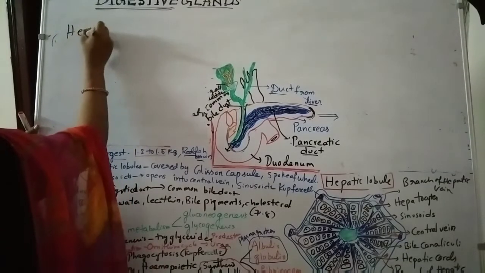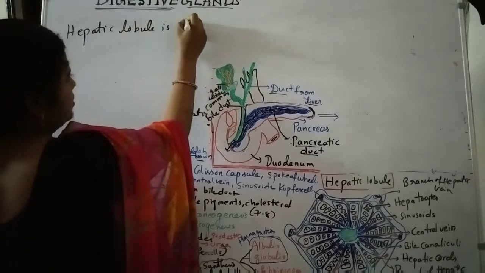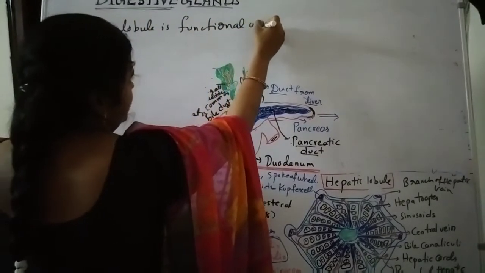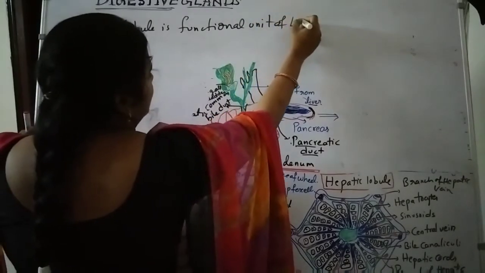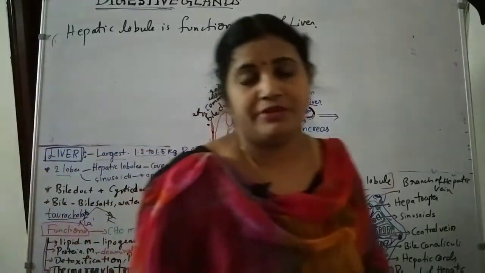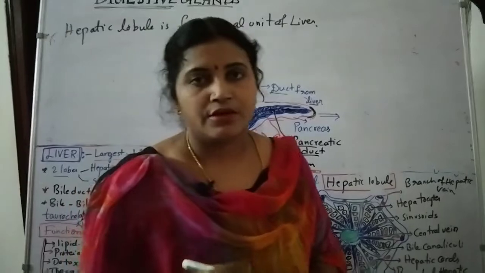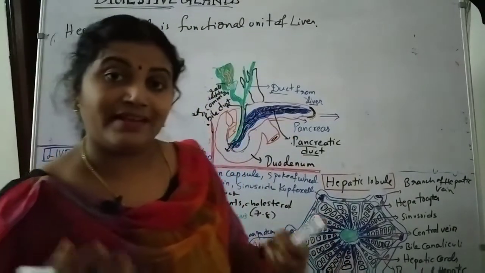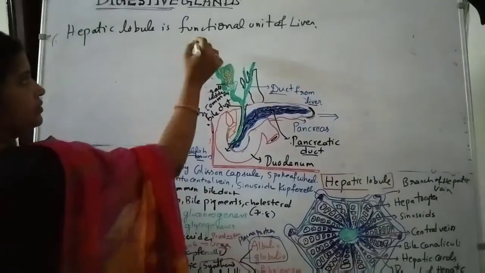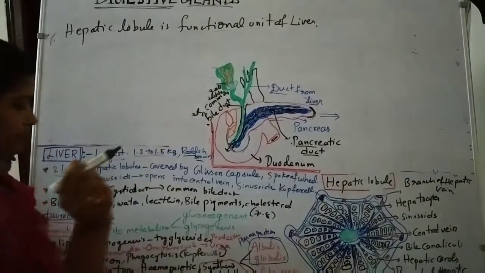Hepatic lobule is the functional unit of the liver. Very important point. What is the functional unit of the liver? The hepatic lobule. Like that we have many functional units, like the nephron is the functional unit of the kidney. The cell is the functional unit of the body of an organism. So functional units are also very important. So these are the hexagonal hepatic lobules.